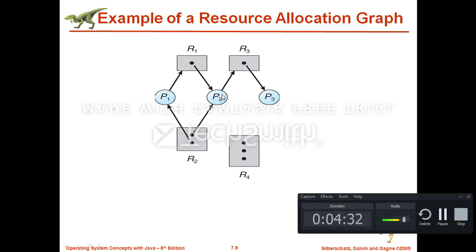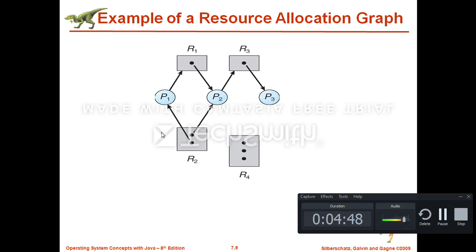Then P2 will complete the execution. Once P2 completes the execution, it releases the resource R1, for which P1 was waiting. Then P1 will get the resource R1 and complete its execution. So this is how the execution will complete.